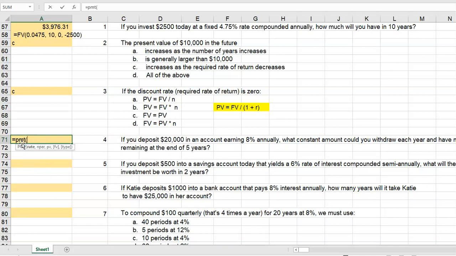Payment problem. The rate, 0.08. Number of periods, 5 years. Present value, all right? I put in $20,000, so minus 20. And in the future, I got nothing. So how much can I get out? $5,009.13. Now, I'm not doing the round functions. You can just surround these with the round functions to get what you would put in your answer sheets.